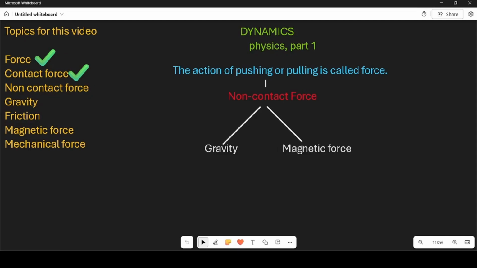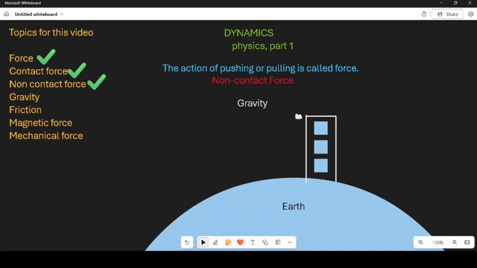Now we're going to talk about non-contact force. There are two types of non-contact force, gravity and magnetic force. Non-contact force is the force that does not touch the object when it's pushing or pulling. Gravity is the force that pulls us towards the earth. Basically any body possesses a force of gravity, either the earth with the sun or the moon with the earth. Magnetic force is a force which is exerted by magnets, either to repel other magnets or to attract other magnets or magnetic objects.